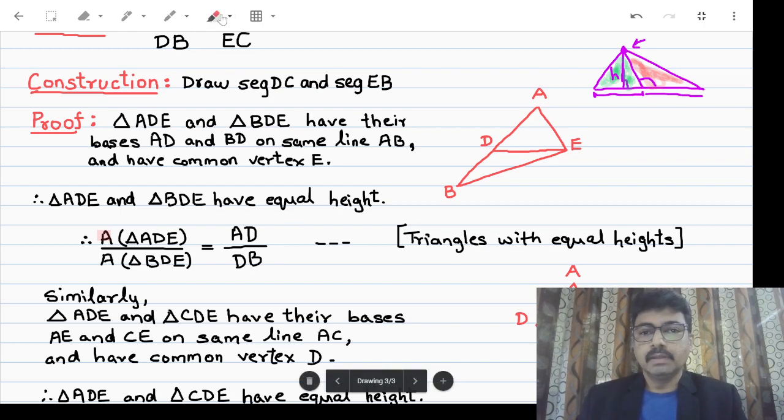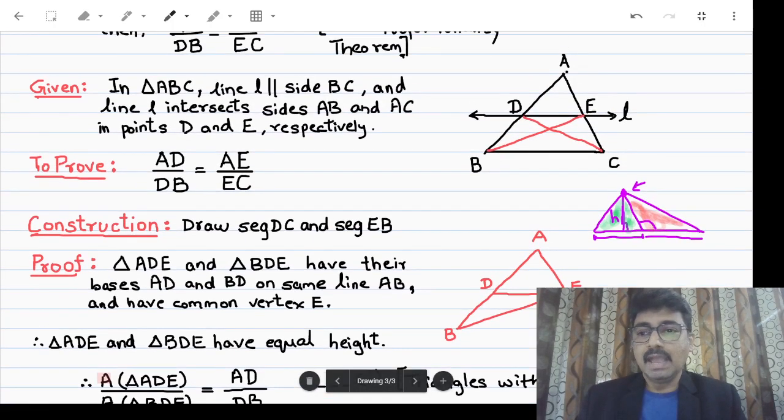A quick revision. We have triangles ADE and DBE having bases AD and DB on the same line, and they have a common vertex E. Therefore, the ratio of their areas is equal to the ratio of their bases. This we can write as equation number 1. The reason you have to mention is triangles with equal heights. Got it? Now let us again take the other side.